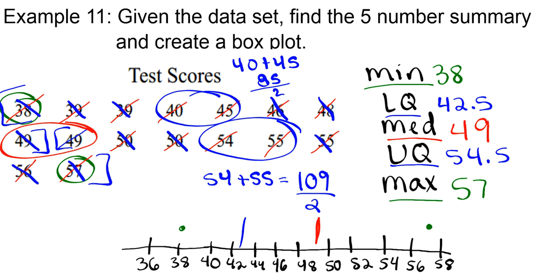54.5 is going to be our upper quartile. So I go to 54. And again, in the middle would be 55. So I go ever so slightly closer. I connect my box. I make my whiskers. And there is my beautiful box plot.